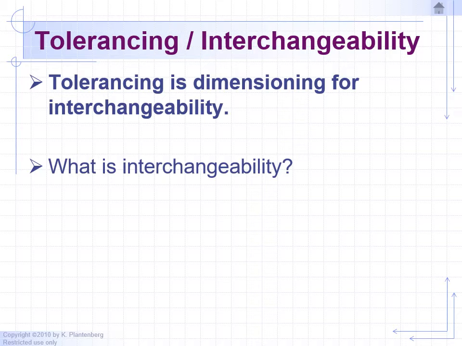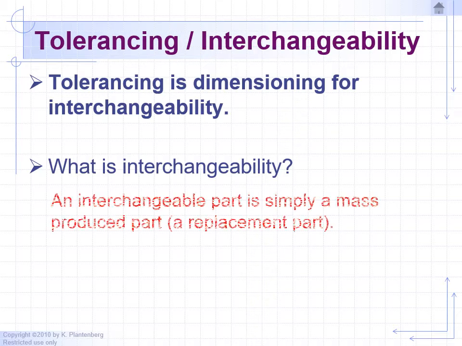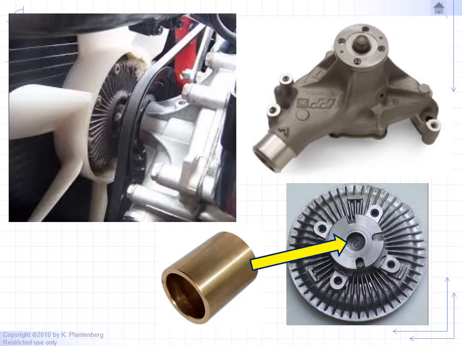Tolerancing and interchangeability. Tolerancing is dimensioning for interchangeability. What is interchangeability? An interchangeable part is simply a mass-produced part, a replacement part. A perfect example is replacing a part on your vehicle. If something breaks down in your vehicle, you can either take it to a local shop or go to an auto parts store and order the part yourself or purchase the part online. A simple example is replacing an old water pump on a vehicle, replacing a pulley, or replacing a belt on your vehicle.